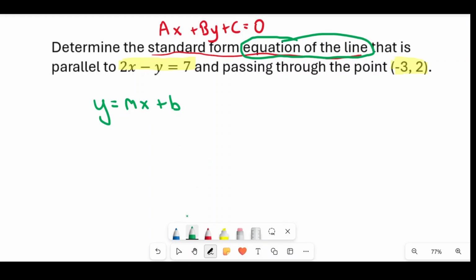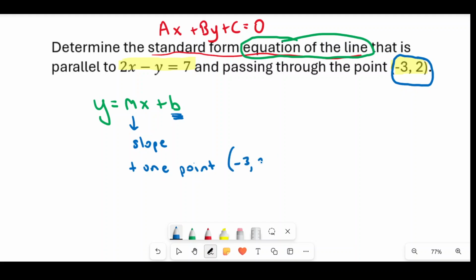So how do we find the slope-intercept equation of a line? Well, we need two things. We need to find the slope of the line, and we need one point on the line. Now, if the point on the line happens to be the y-intercept, there's a lot less math we have to do. But I already know what the point is that's on the line I'm looking for. It's the point -3, 2.